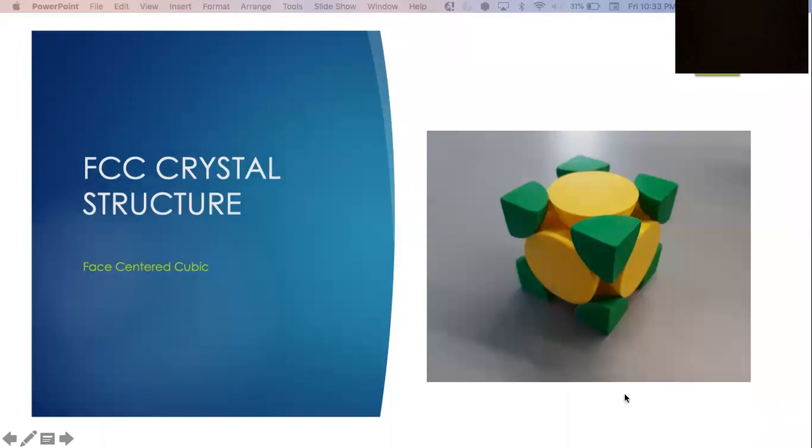So today we'll be talking about one specific structure called FCC, or face-centered cubic structure. If you look at this picture of the FCC structure, you can get kind of a clue as to why it's called the face-centered cubic. There is an atom at the center of each cube face, so each side here, and we'll talk about that a little bit more later.